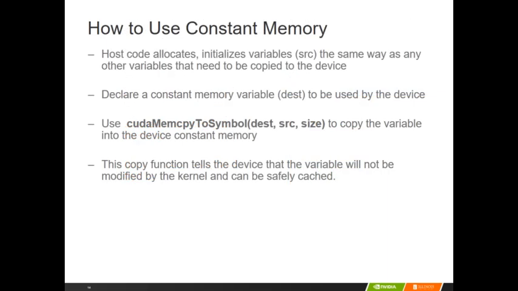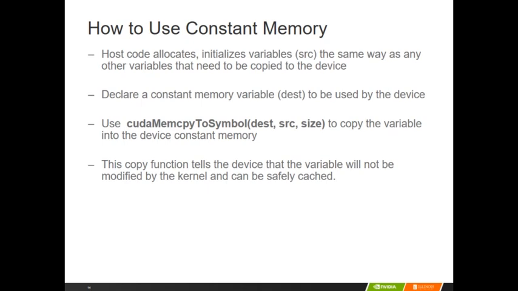This slide explains how we can place some of the variables for the kernel into the constant memory. The host code will still initialize the variables the same way as any other variables that need to be copied to the device. And we will just refer to one of these variables as SRC. And then the host needs to declare a constant memory variable, which we'll refer to as DST in the slide, to be used by the device.